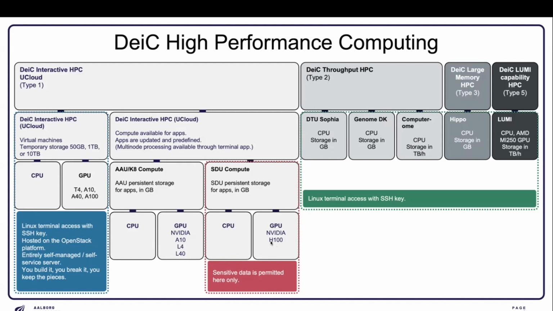The GPU on the SDU part, the H100, is the biggest one on the platform. It has an onboard memory of 80 gigabytes, and it can comfortably handle one of the big 70 billion parameter large language models. And you'll see why that's relevant when we get to that part of the presentation.